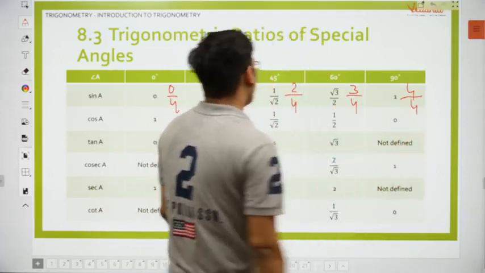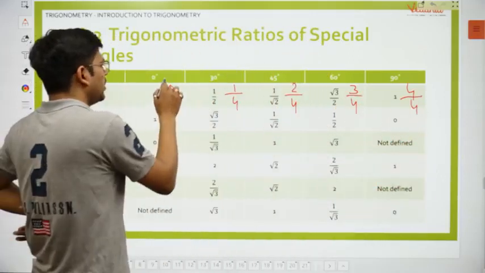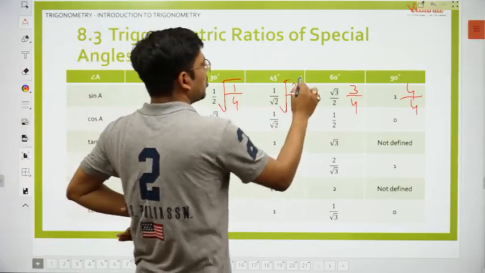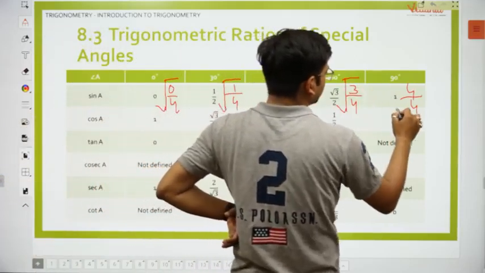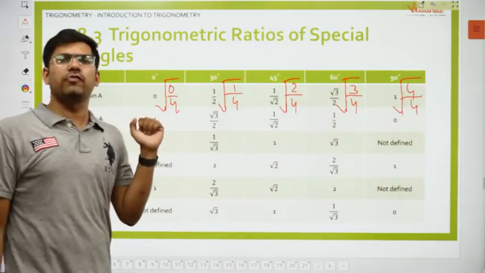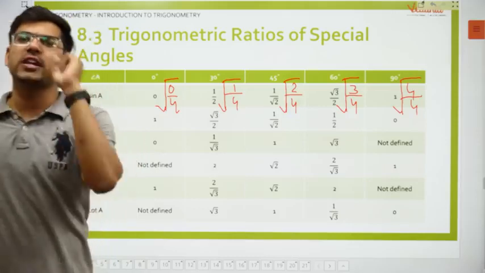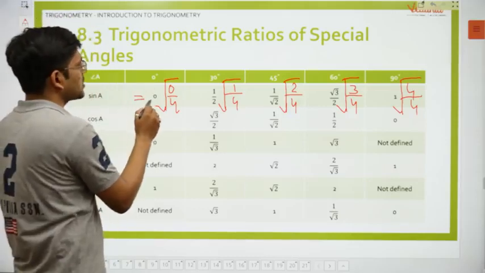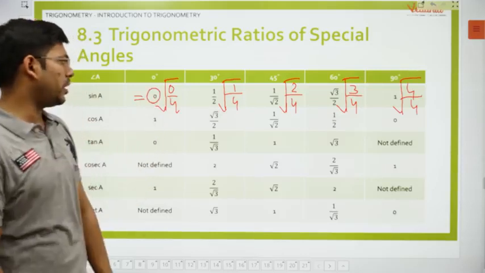Divide all the numbers by 4 and thereafter take a under root. Take a under root of these numbers. Now, 0 upon 4: 0 divided by any number, the answer is always 0, and root of 0 is also 0, so that's why here we got 0.